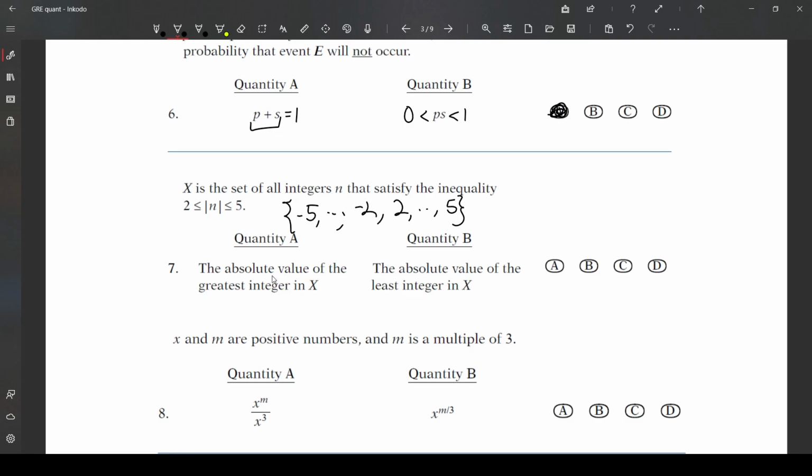Alright, quantity A is the absolute value of the greatest integer, and quantity B is the absolute value of the least integer. So we see that these are both equal to 5. So it's C.